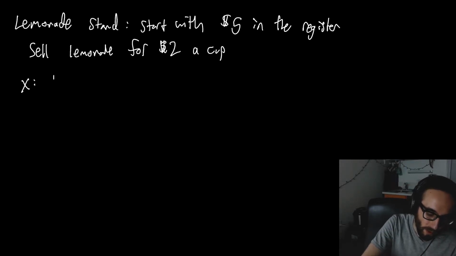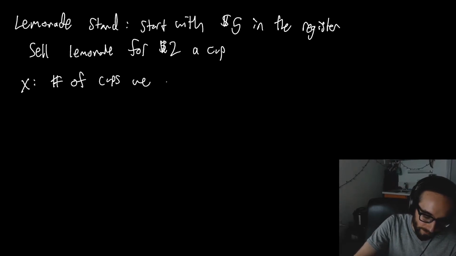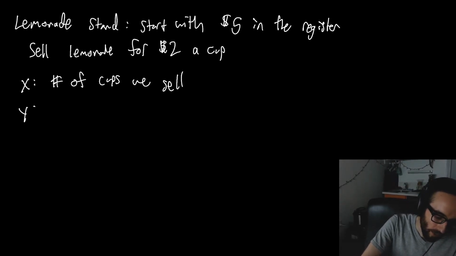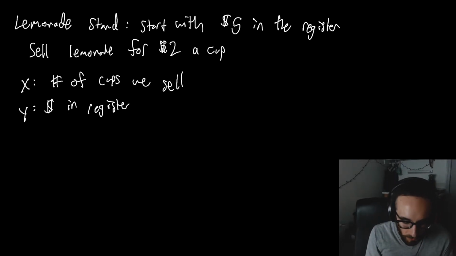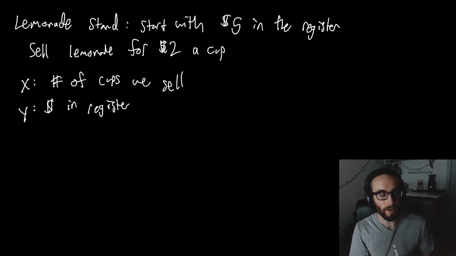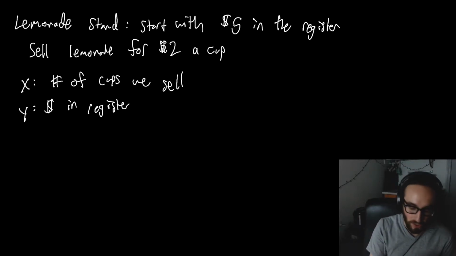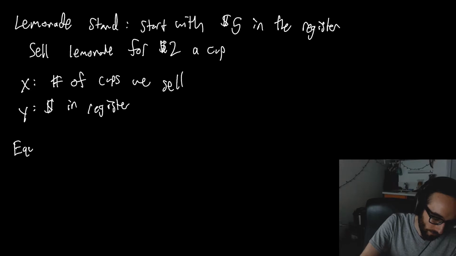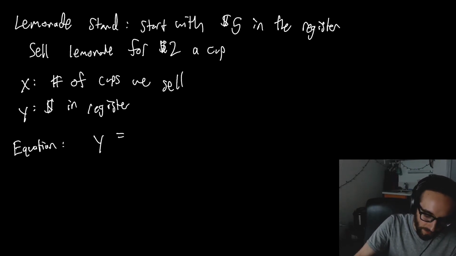X is going to be the number of cups we sell. Y is going to be the amount of money we have in the register or in your box that you keep with you. So we have our two variables, x and y, and we're being asked to write an equation for this relationship. So we're going to be writing y in terms of x.